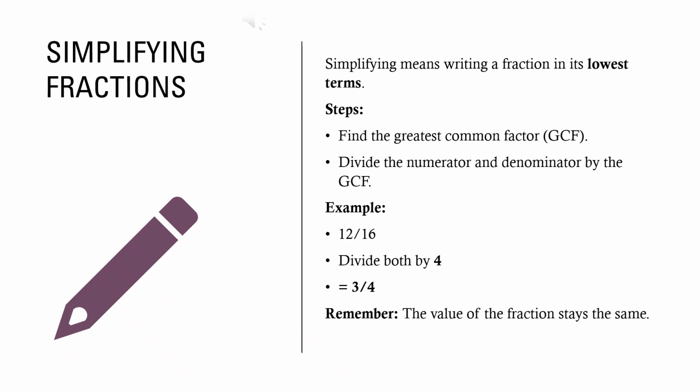Simplifying fractions. Simplifying means writing a fraction in its lowest terms. So the steps to do this are: number 1, find the greatest common factor, the GCF. Step number 2, divide the numerator and denominator by the GCF. For example, 12 by 16. Divide both by 4 as 4 is the greatest common factor. The answer is 3 by 4. Now you must remember, the value of the fraction stays the same.